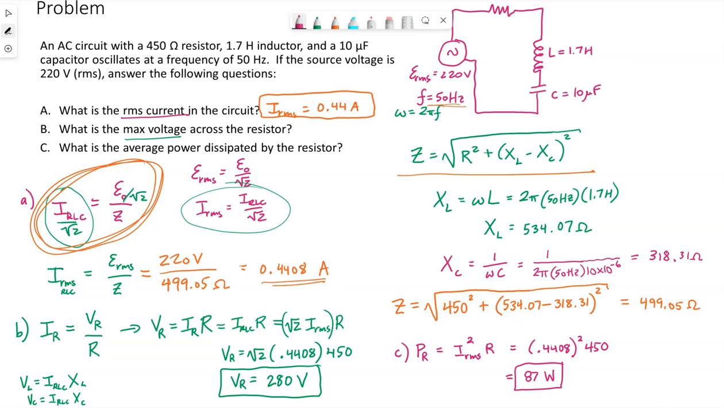So even though there's a whole bunch of equations, this approach hopefully is making sense. We always typically want to find Z if we're looking to relate current and voltage, because that's how they're related if we have all three elements. And then we can look at the individual elements once we get the current in the circuit.